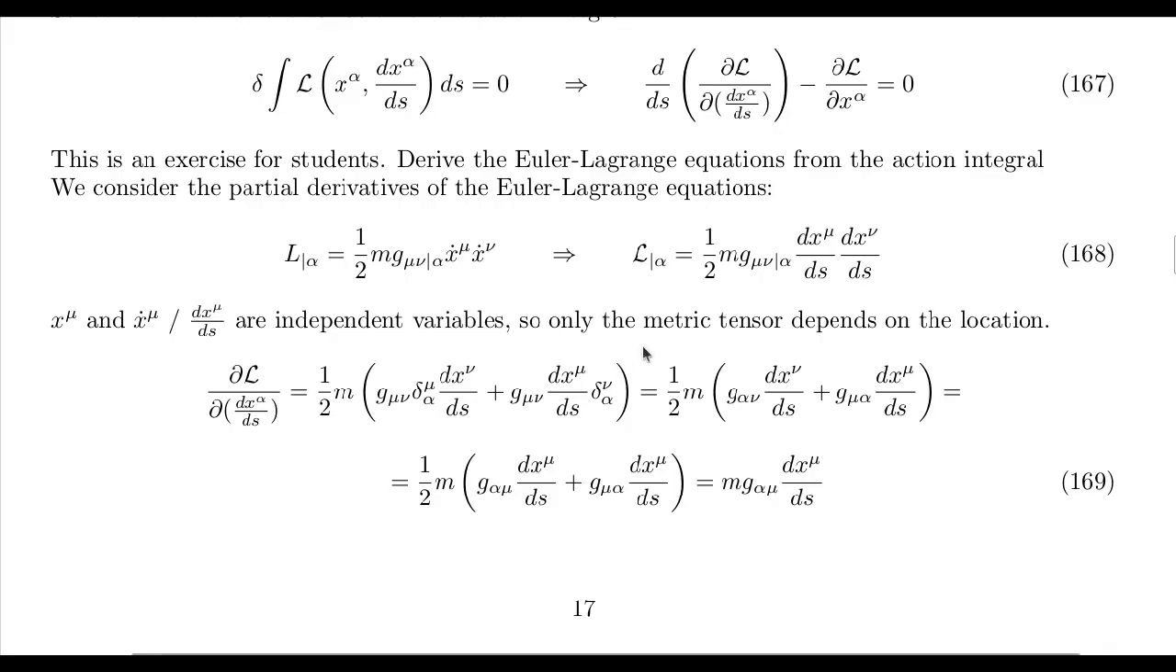Then the other derivatives: we have to differentiate with respect to the velocities. And we have two velocity factors in 168. That means if we differentiate, we will get two terms. So we have here in the differential quotient the index alpha, and here we have the indices mu and nu.